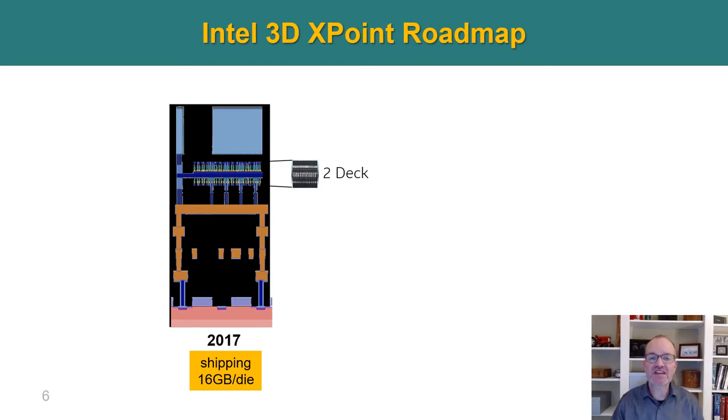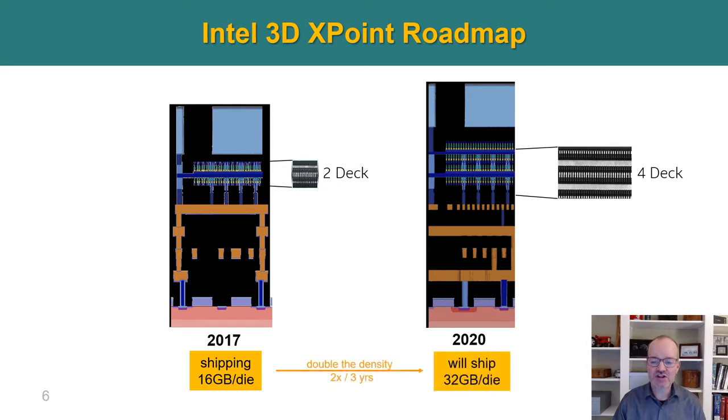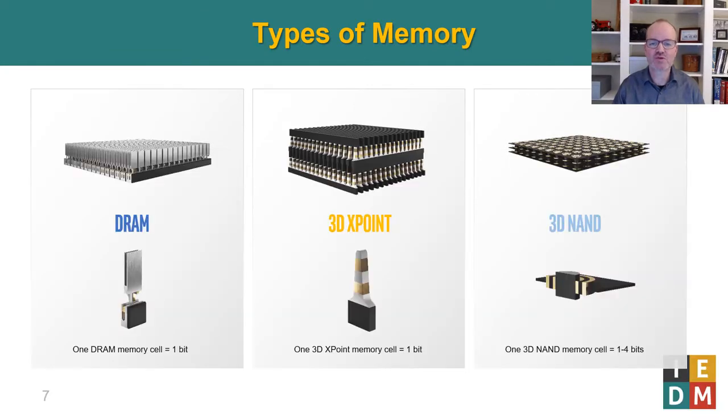In 2017, we shipped an SSD with our first 3D XPoint memory. It's called an Optane SSD. That was with a 16 gigabyte die. This year, we'll ship a 32 gigabyte die, and you can see that we got there by going in the Z dimension. We actually layered two more decks on, doubling the density of the memory itself. So look for that product this year, and we'll talk a little bit more about that one as we go.